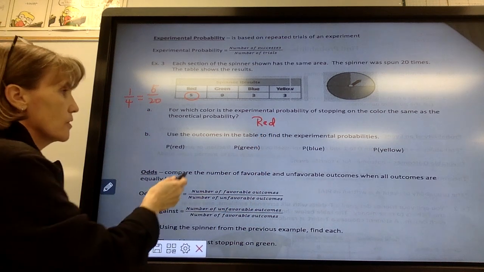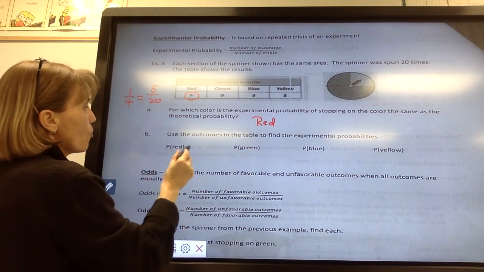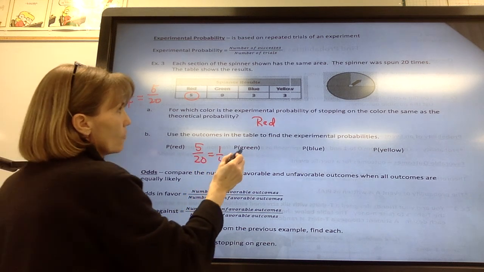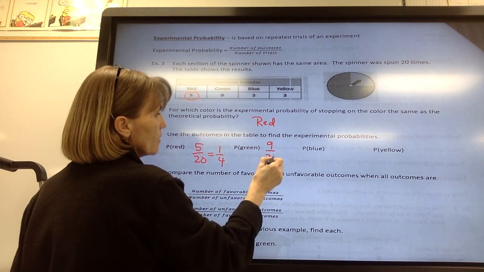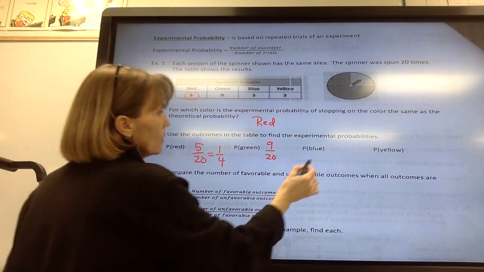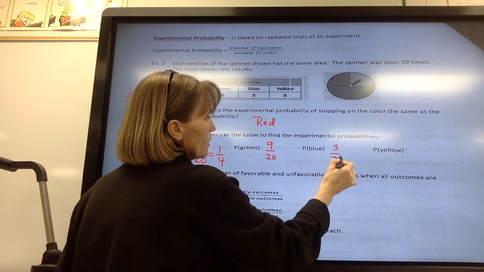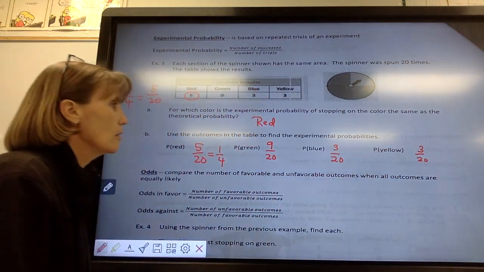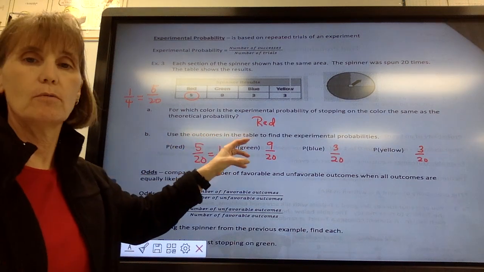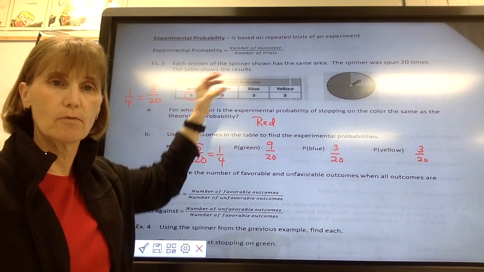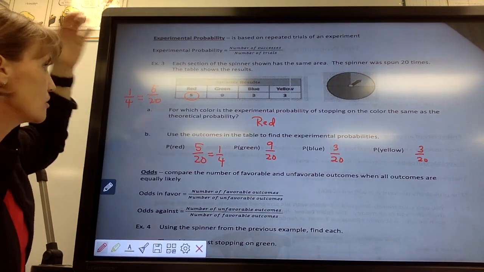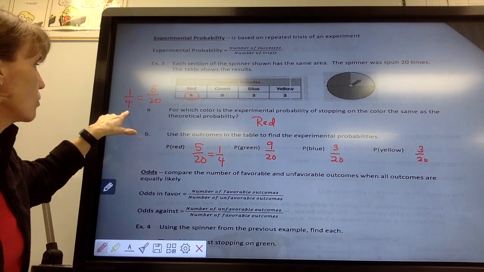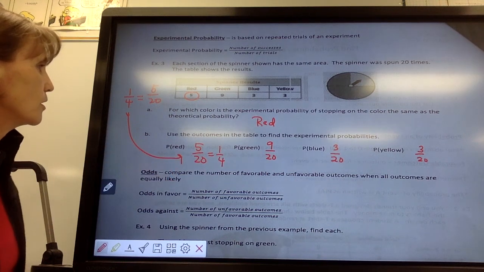And it says use the outcomes of the table to find the experimental probabilities. For red, it was 5 out of 20 times, or 1/4. For green, it was 9 out of 20 times. That doesn't reduce, so I just leave that. For blue, it was 3 out of 20. That doesn't reduce, so I'll leave that. And yellow was also 3 out of 20. When we're doing experimental probability, we just go ahead and use the data that we were given rather than the theoretical. But since there were 4 different colors, they're all equally likely. You'd have a 1 in 4 chance for each one. So it was red that came out to be closest to that.